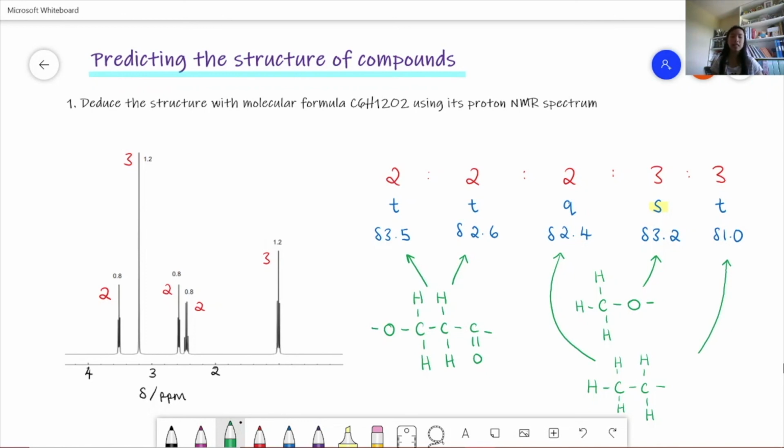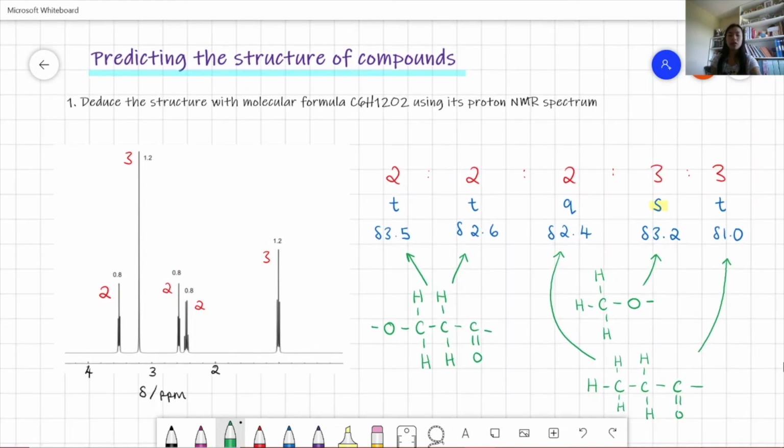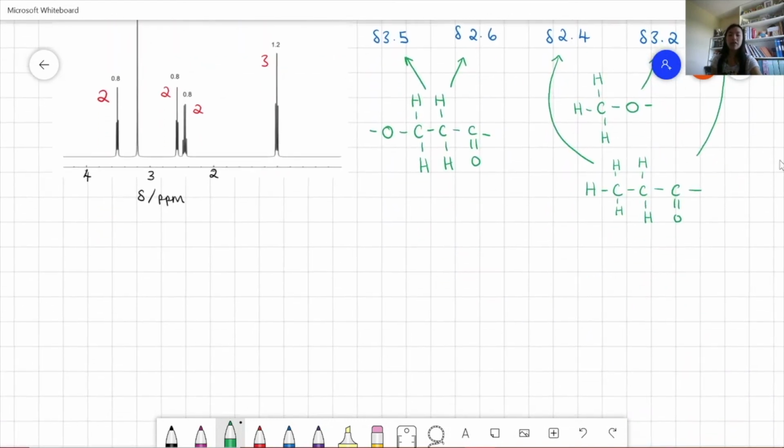And now looking at the data booklet values, we can see that the 2.4 ppm corresponds to a hydrogen which is attached to a carbon which is attached to a C double bond O. And so I would guess that we have a C double bond O here. And so now we can actually build up the molecule, because we've now figured out the separate structures we have from this NMR. So all we need to do is just piece everything together.